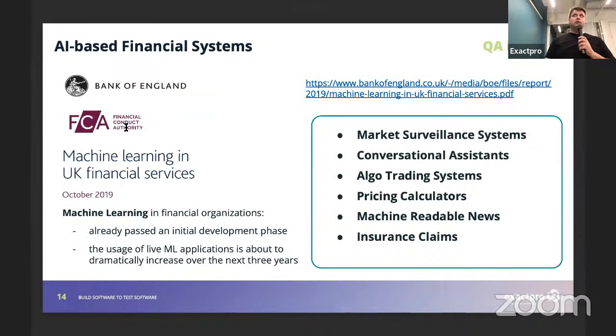There are lots of applications for AI in financial services. A report from the Bank of England and FCA highlights multiple use cases, including market surveillance systems, conversational assistants, algo trading, pricing calculators, machine-readable news, and insurance claims.